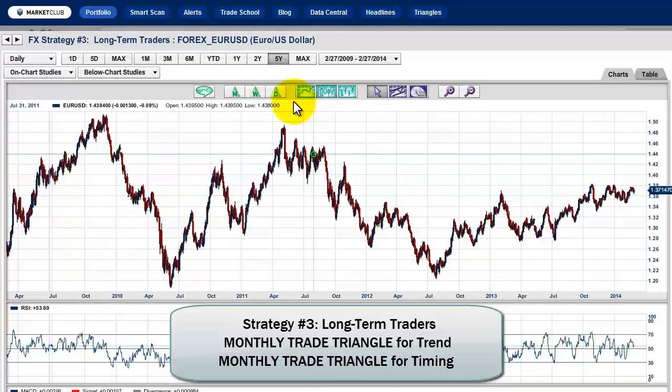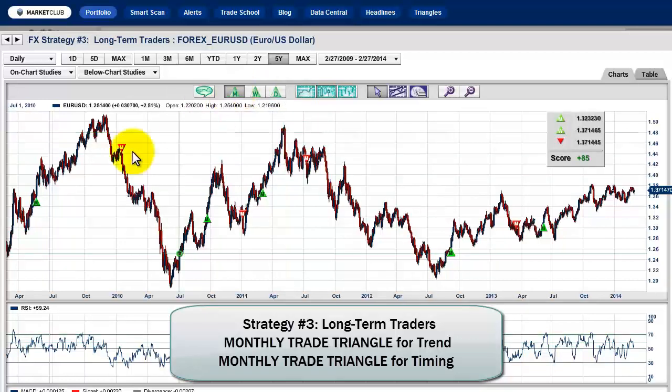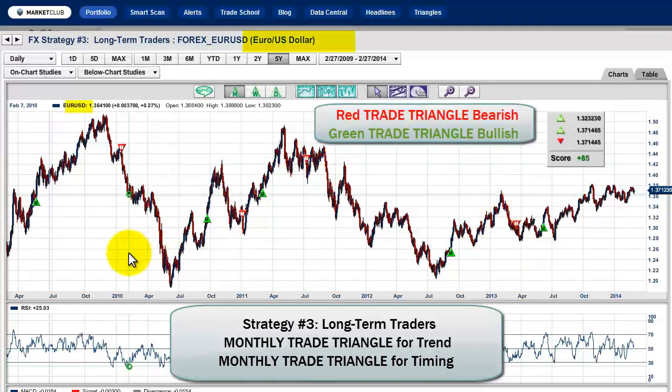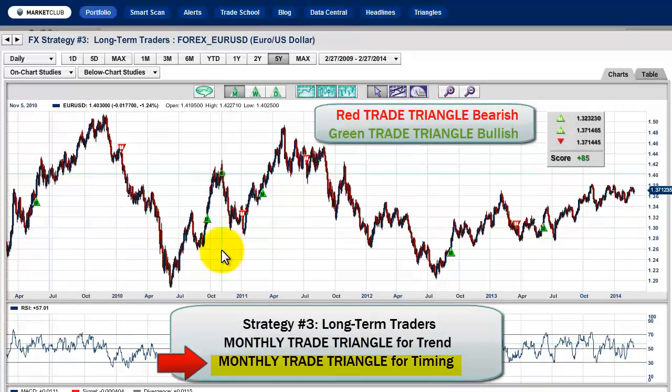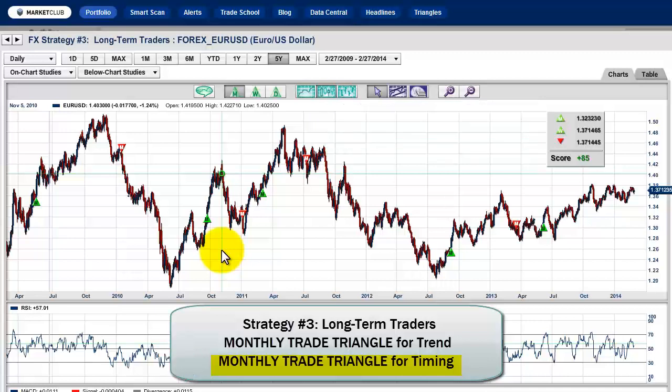So we simply go to our trade triangle box. You see an M there. We click on the M triangle, and you can see a number of triangles come into the chart. Red is bearish, green is bullish. What you do with this strategy, you use the monthly for trend and the monthly for timing. So unlike the other two strategies we've shared with you, this is a little bit different. So you totally reverse yourself.